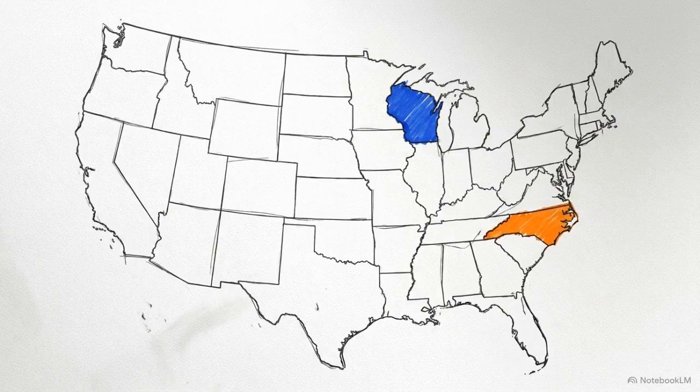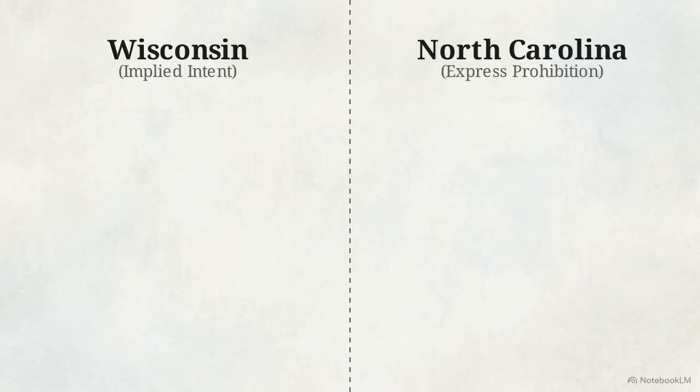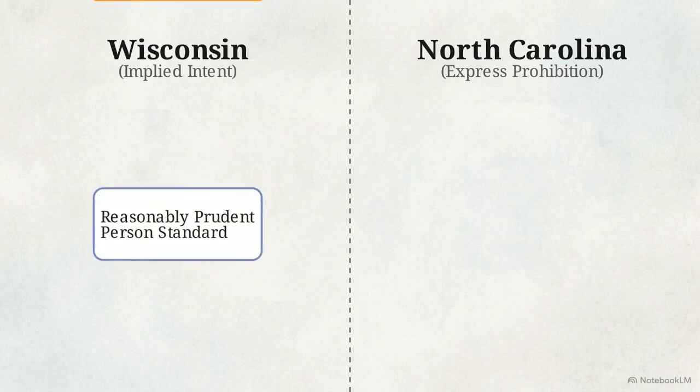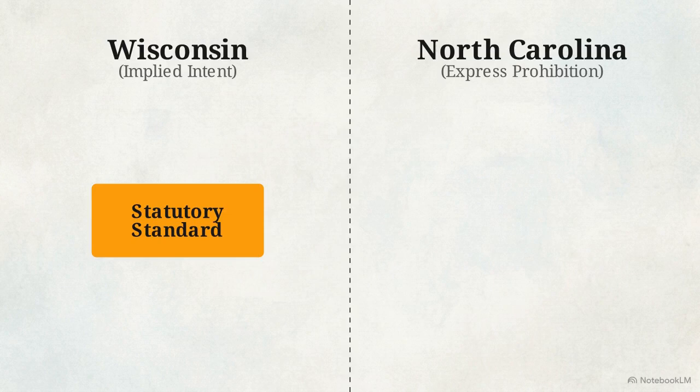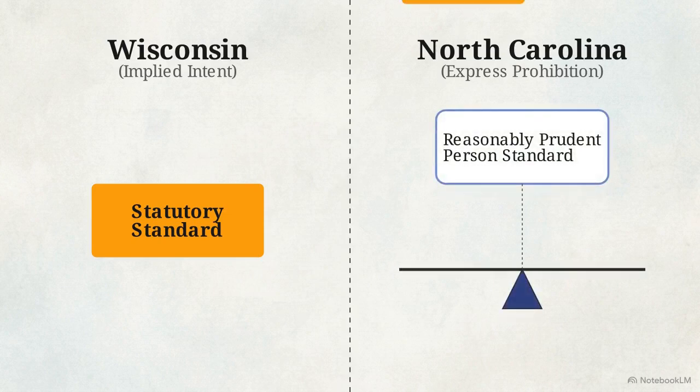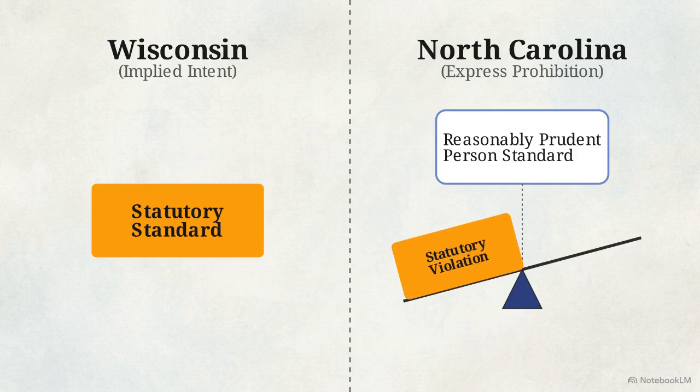Finally, the application of this doctrine varies significantly by state, depending on how local courts interpret legislative intent. We can see this split between jurisdictions like Wisconsin and North Carolina. Wisconsin implies civil liability from safety statutes, supplanting the standard. North Carolina prohibits traffic violations from automatically supplanting the standard, treating the broken law merely as evidence.